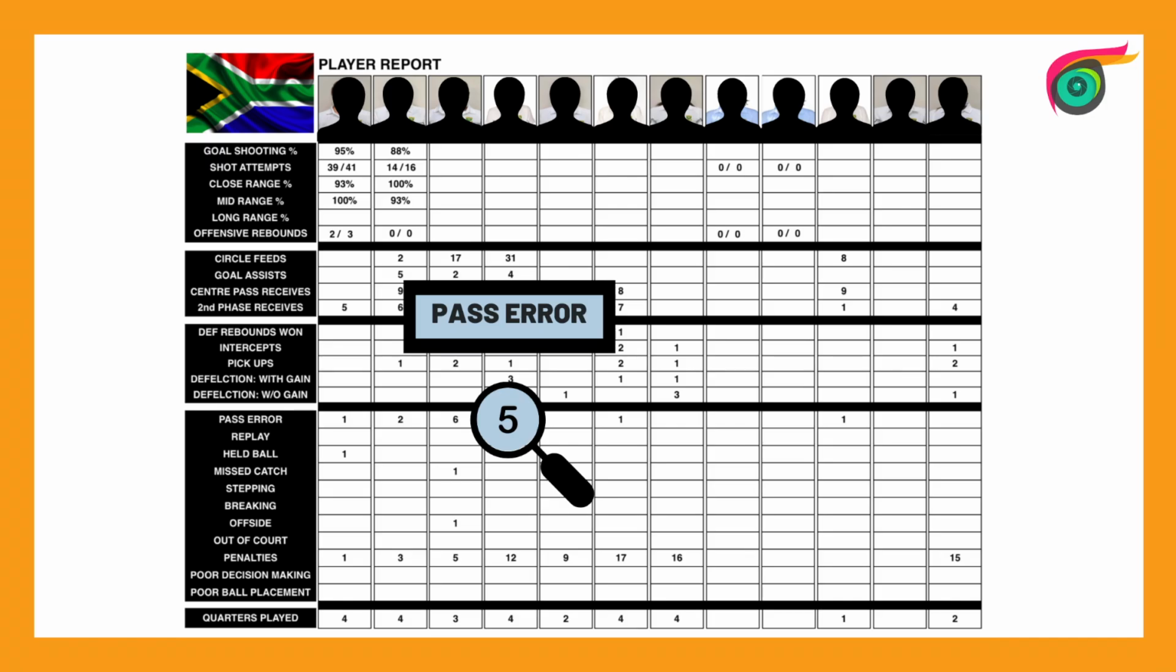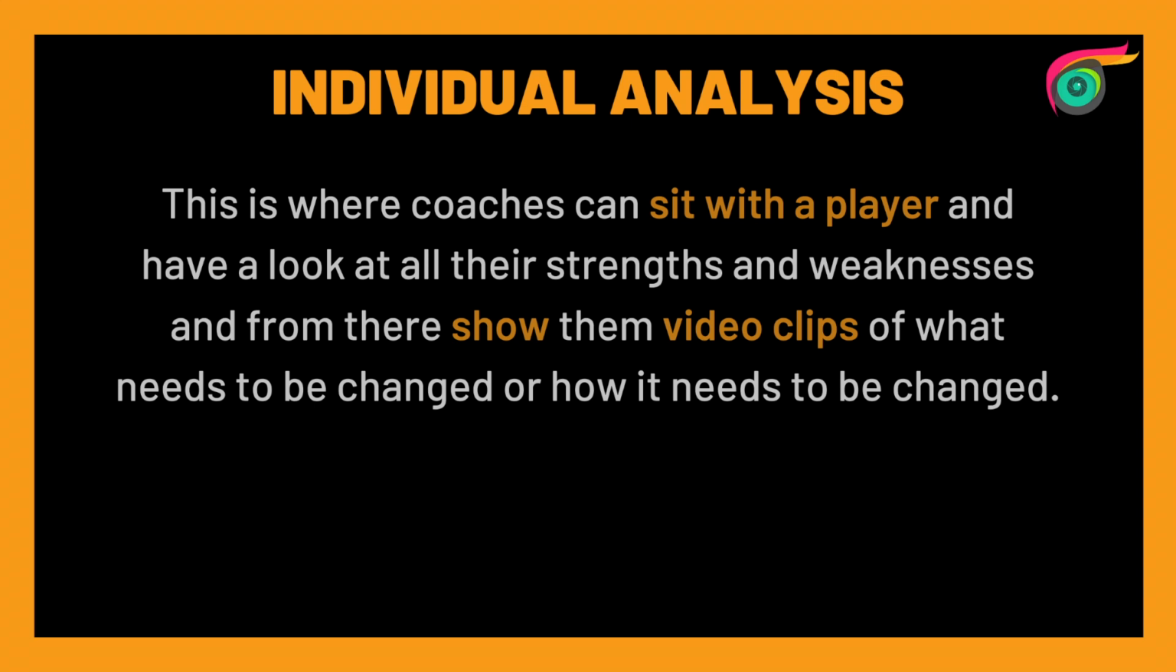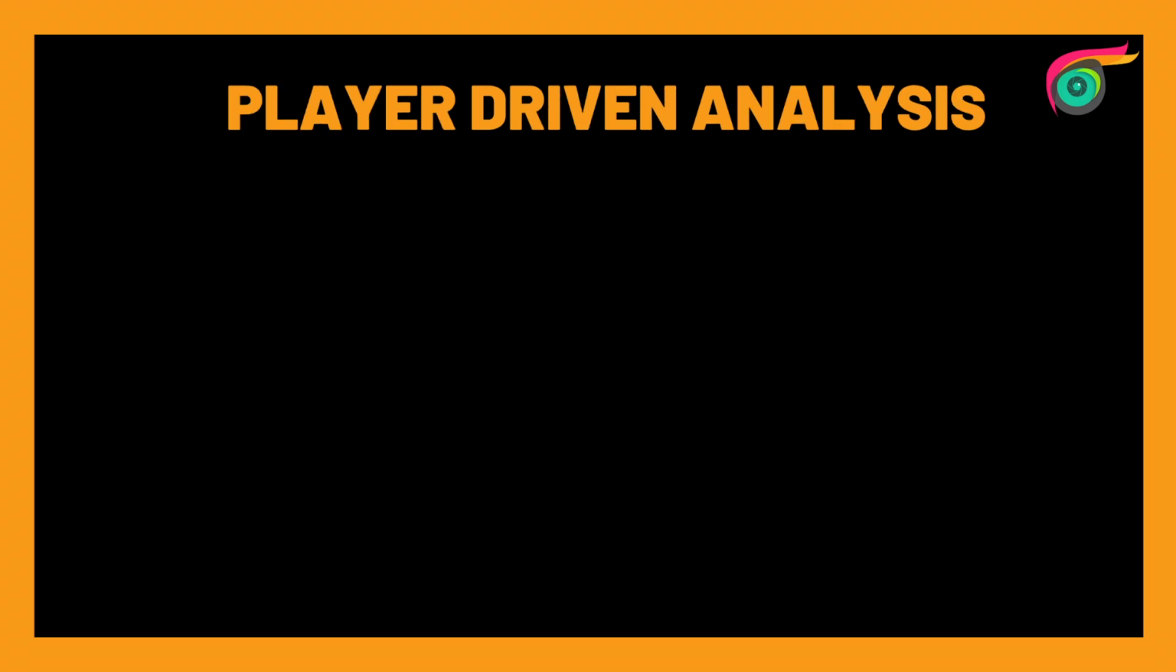If a player lost possession 5 times in a game, they can aim to decrease the number of possession losses in their next match. This is where coaches can sit with the player and have a look at all their strengths and weaknesses, and from there show them video clips of what needs to be changed or how it needs to be changed. Player-driven analysis.